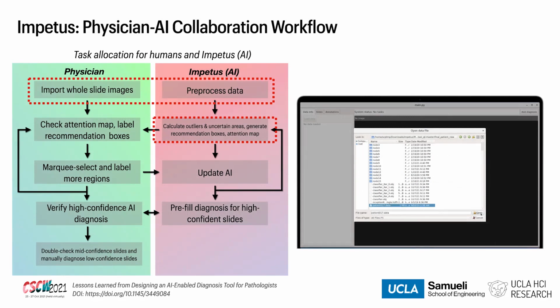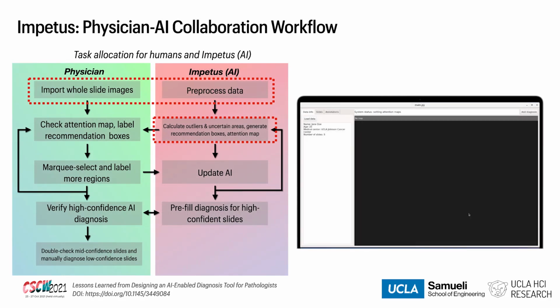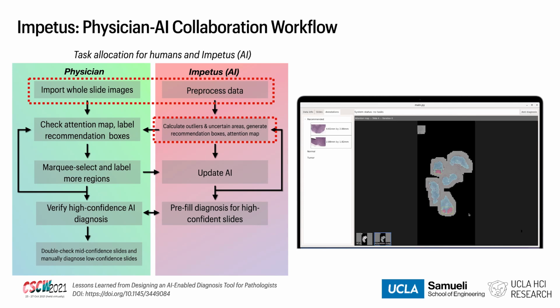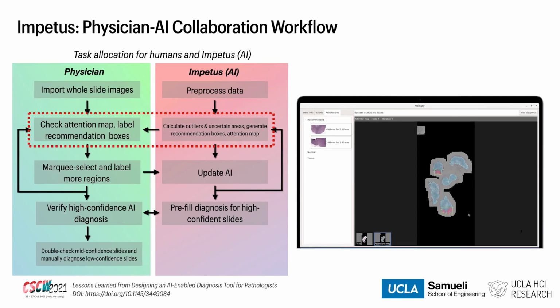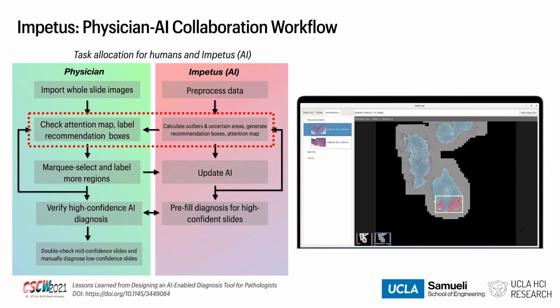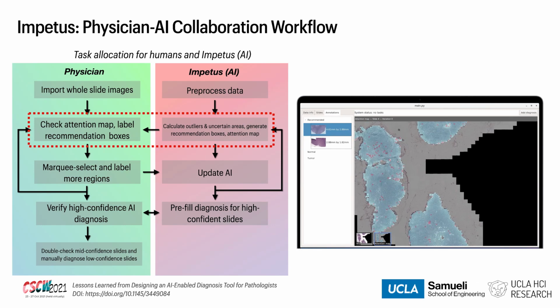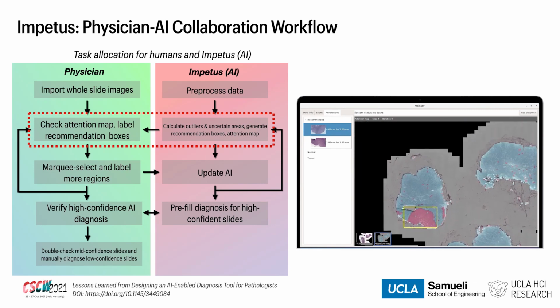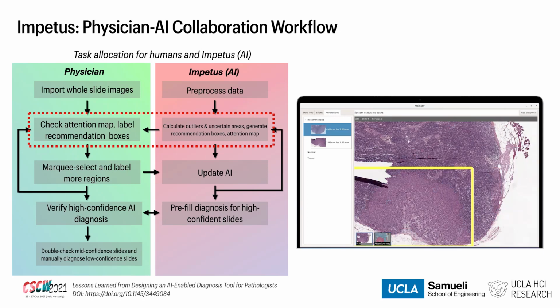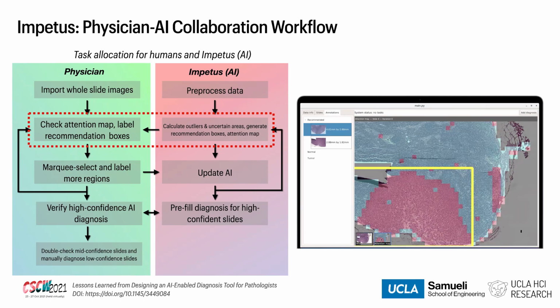The user first starts by importing multiple whole slide images into Impetus, while the system pre-processes these data. After that, the system calculates outliers and uncertainty regions to generate recommendation boxes and an attention map. Then, the pathologist's attention is drawn to the recommendation boxes generated by the AI, which encompass regions of patches that visually appear to be outliers from the majority of cells. This suggests that these patches are likely to be tumor positive. With these automatic recommendations, Impetus alleviates the pathologist's burden of navigating a large high-resolution image.